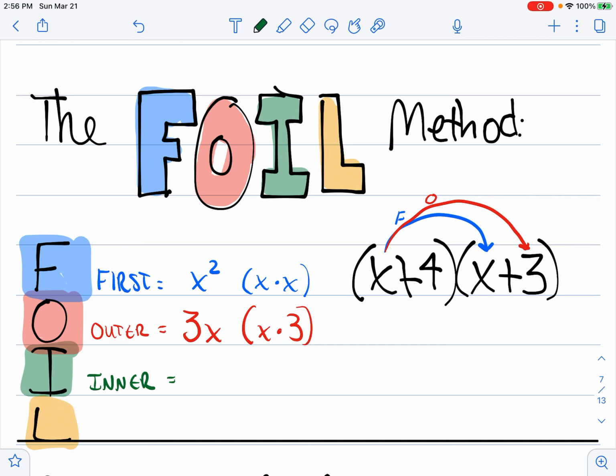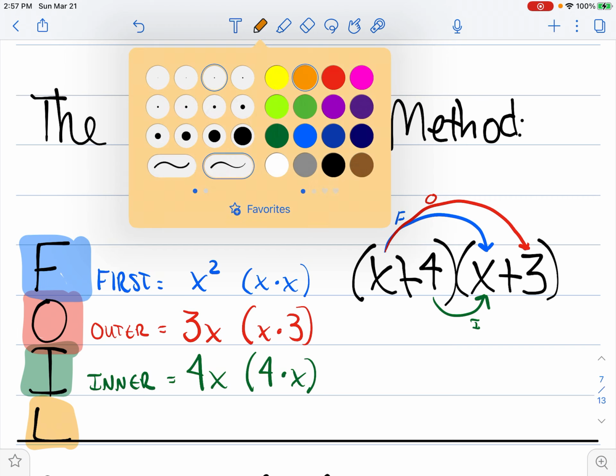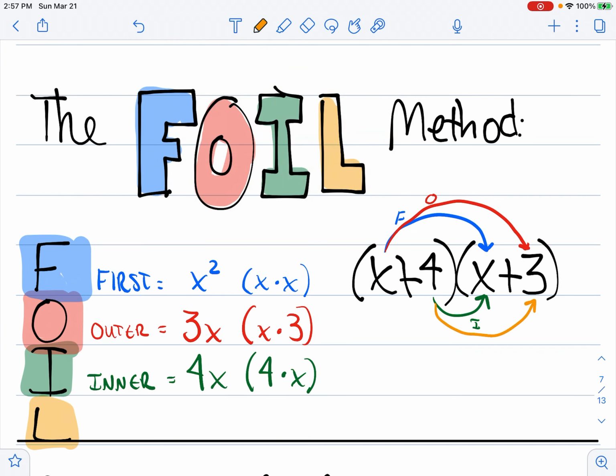Now, for the I terms, that stands for the inner terms. Okay? And for us, that means 4 times x, so that becomes 4x. And last but not least, we have the last terms. For us, that becomes 4 times 3, which is 12. All right, and those are our 4 products.